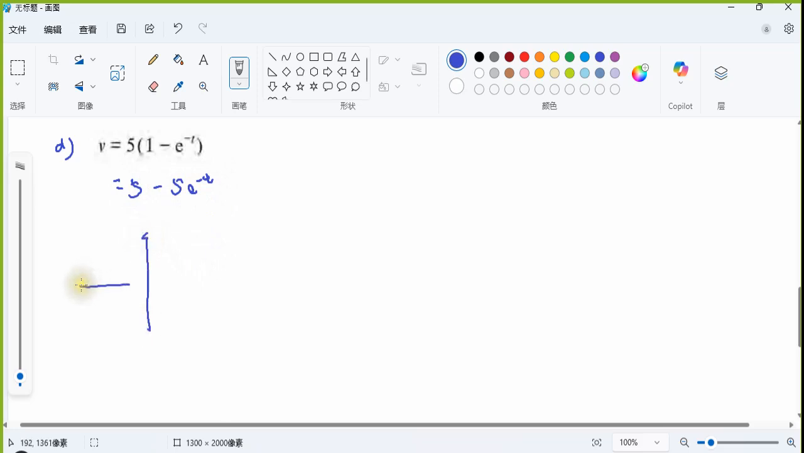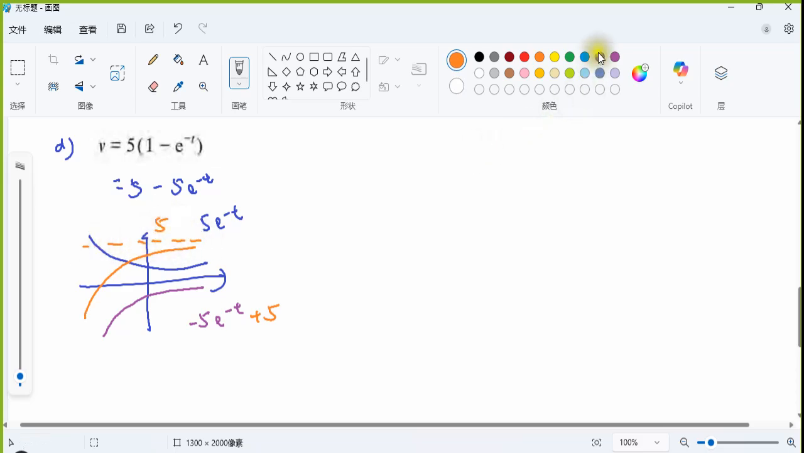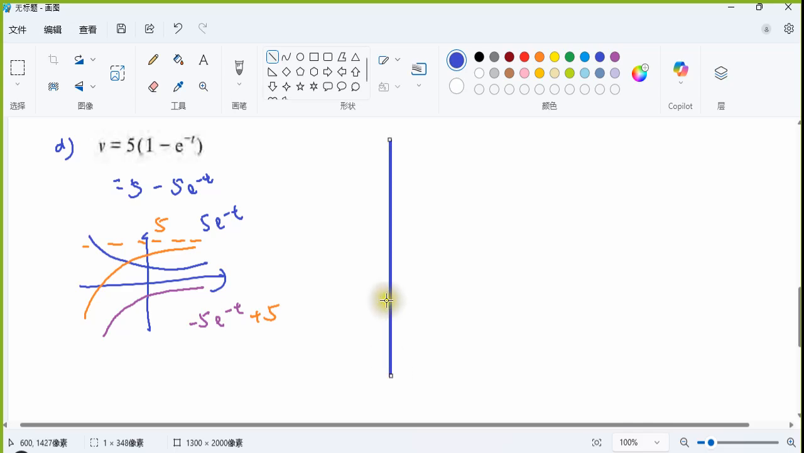So we know the graph for e to the power negative t, this will be 5e to the power negative t, and when we negate it, the graph will look like this, negative 5e to the power negative t. Then we add 5, so we move upward 5 units, and this 5 is the asymptote. Okay, so we have the graph.